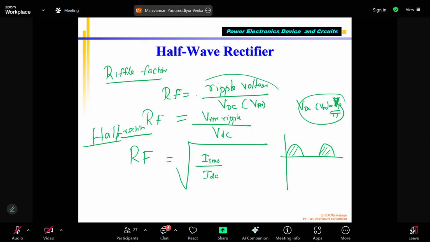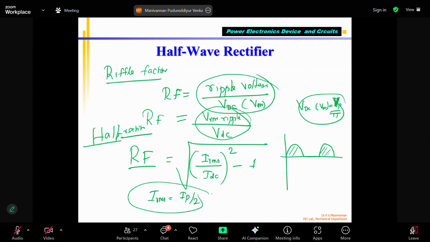See, this is in terms of voltage. Please note that ripple factor can be calculated in terms of voltage or by current also. So I am giving two formulae, right? This formula you can note down. So we know that IRMS equal to I peak divided by 2. Okay. So in this formula, the IRMS can be calculated using this. Already we saw IDC, correct?